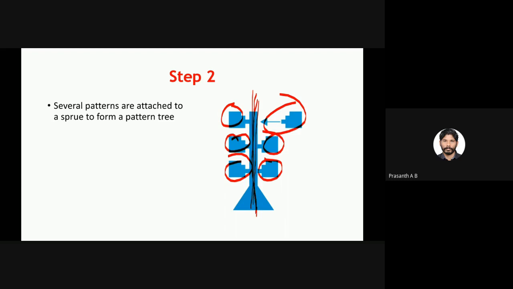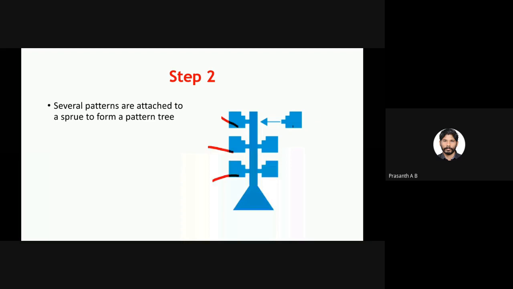You have to understand that this whole thing shown here in blue color is called the pattern tree. These are the wax patterns, and this is the central sprue. All these things here are made up of wax. So this is our pattern tree, that is, we are attaching these wax patterns to a wax sprue.